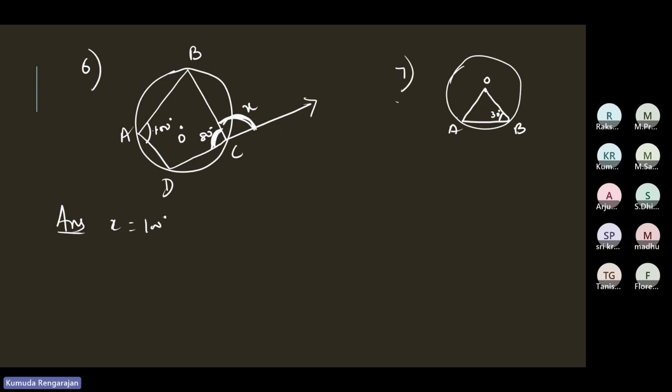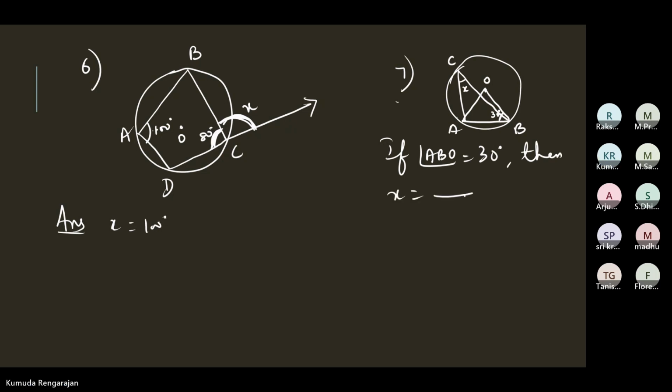This is 30 degrees, children. Find x. If angle ABO is 30 degrees, then x is equal to... Please think about it and answer me.